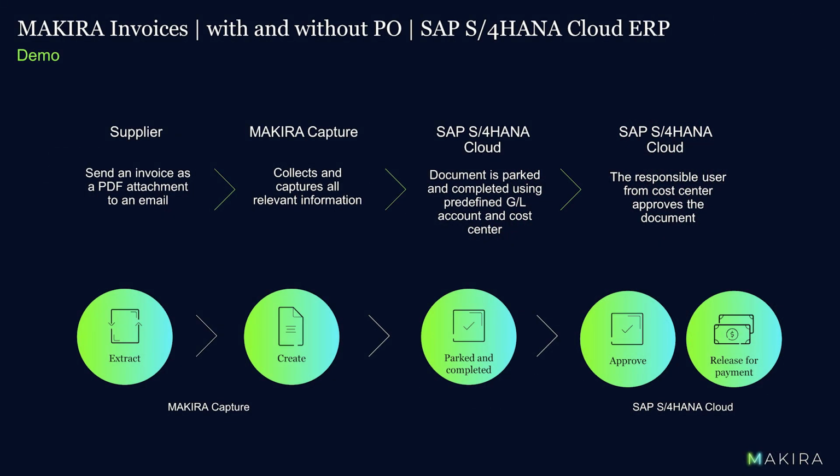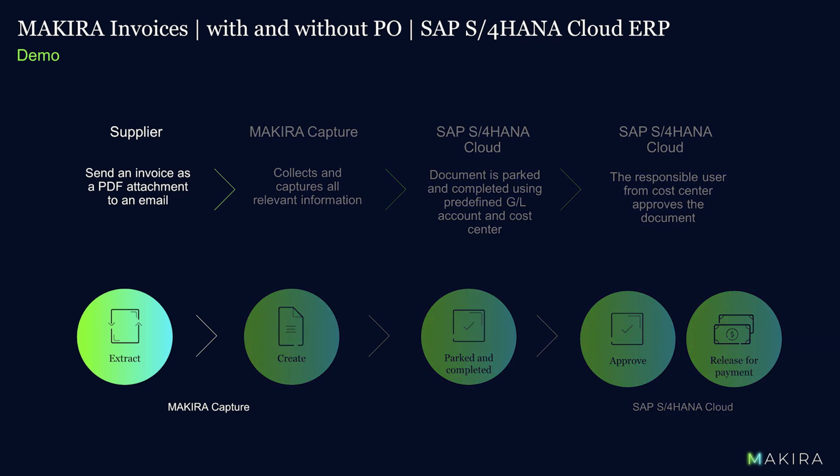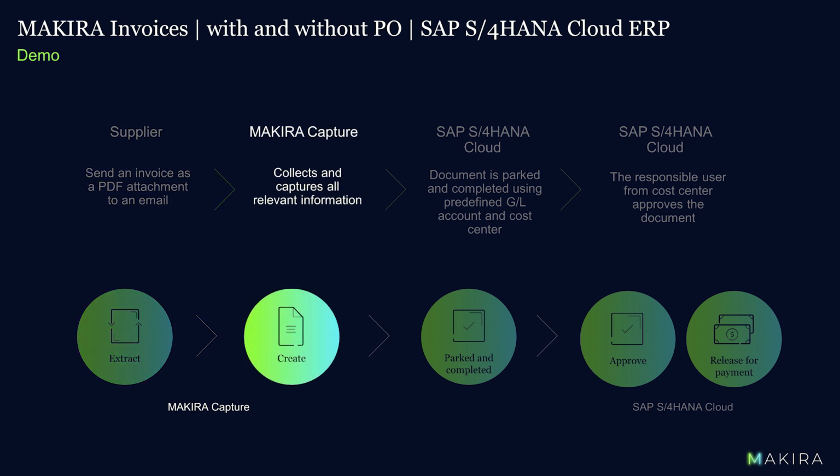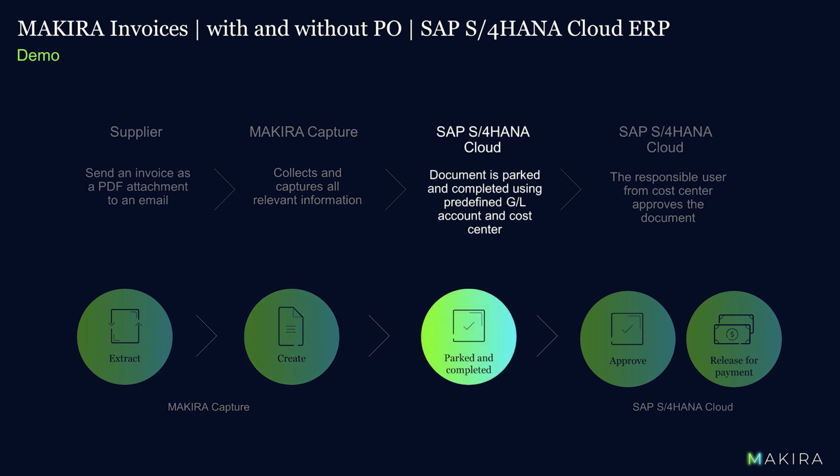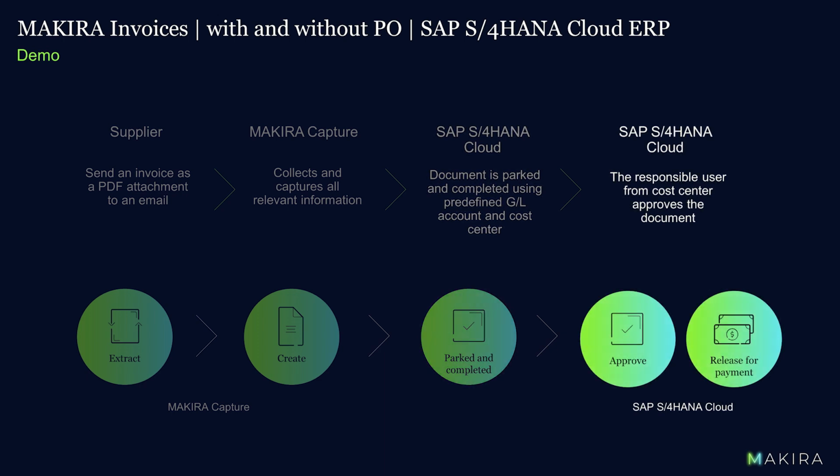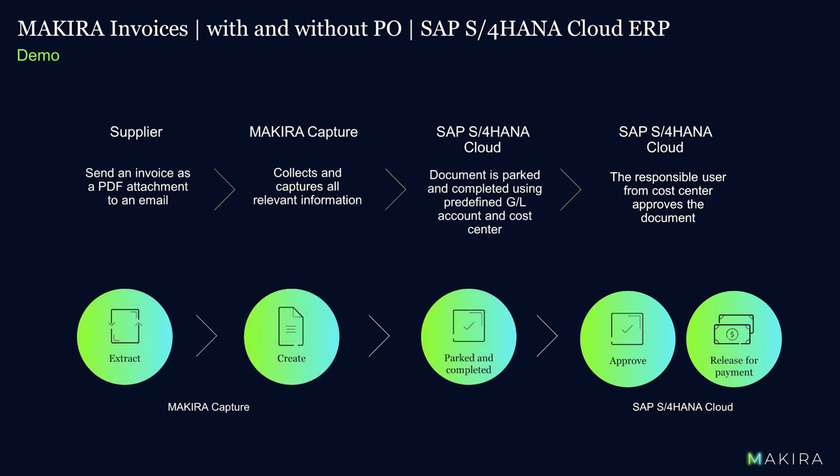Here's an overview of the process for the first scenario for an invoice without a purchase order reference. First, our vendor creates and sends an invoice without a reference to a purchase order. It's received by MAKIRA Capture. That will extract all relevant data from it. This happens automatically. Next, the document is parked and completed in our SAP system with default GL account used. Finally, the responsible user for the cost center approves the document, and then it's posted and released for payment.